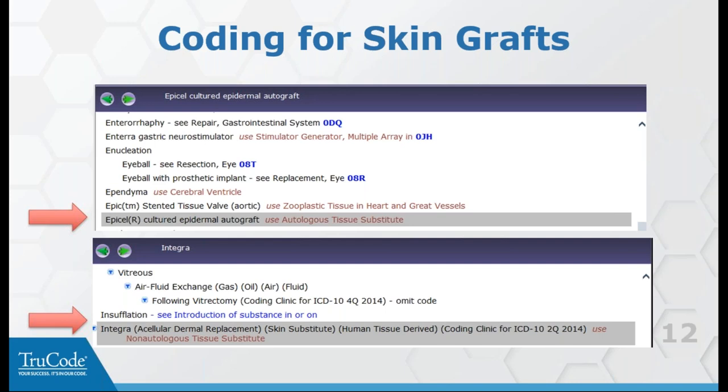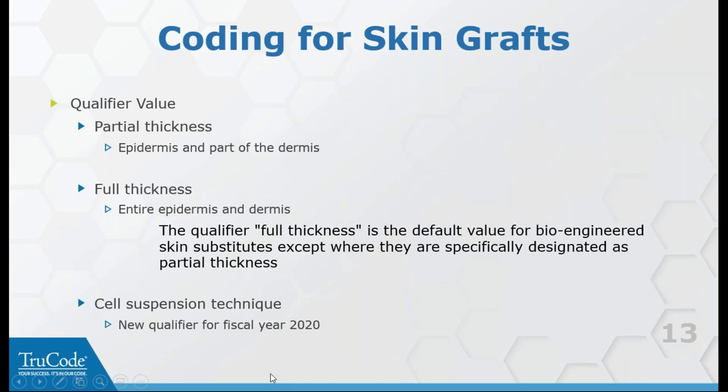This is a patient who's status post transmetatarsal amputation. They presented for non-excisional debridement of the dehisced wound, and then an EpiFix graft was applied. So in this case, we would assign, again, replacement of the foot with non-autologous tissue. We would not assign a code for the debridement in this case since it was non-excisional and not deeper than the skin graft.